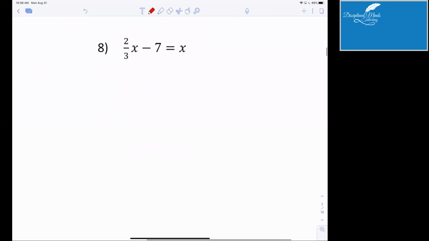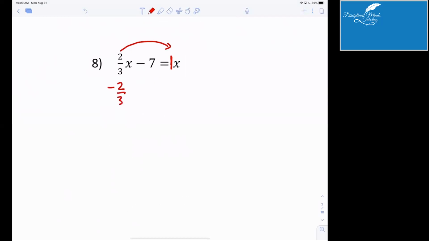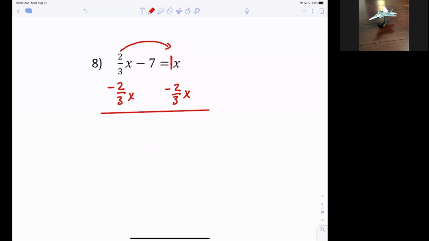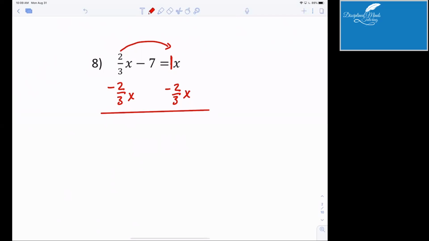Let's look at 8. Now this is a nice little problem here. Don't forget this is a 1, right? So I'm going to move this over by subtracting 2/3 x. Now, really important here. When I say what's 1 minus 2/3, everybody should be able to quickly say 1/3. Are we okay with that? If you forgot, remember 1 is the same as 3/3. So now, -7 equals 1/3 x.